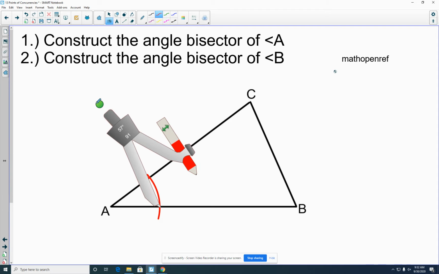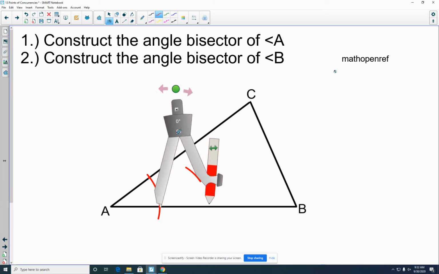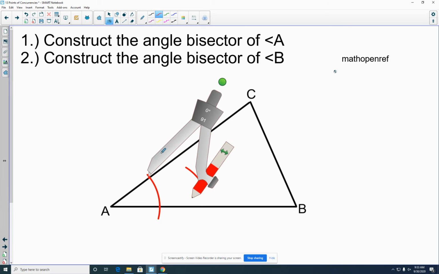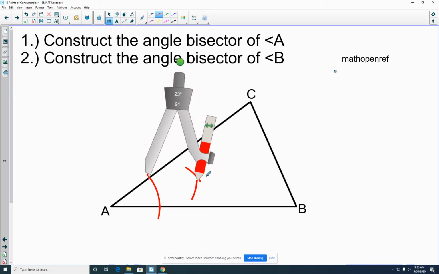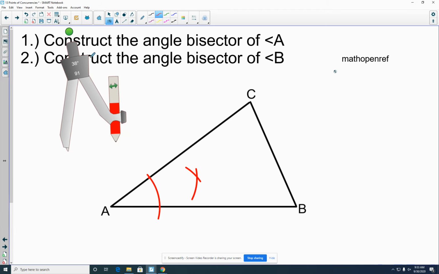Take your compass now. You're going to swing 2 more arcs that are the same size from both points of intersection. There you go. And then you connect. So we're going to go from vertex A through the point of intersection of those arcs. There you go. Let's do the same thing from B now.